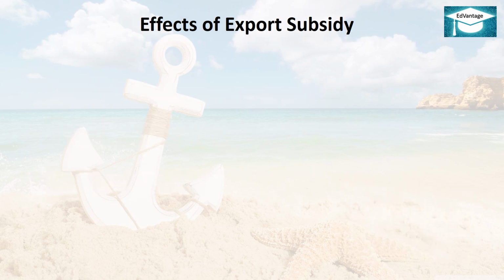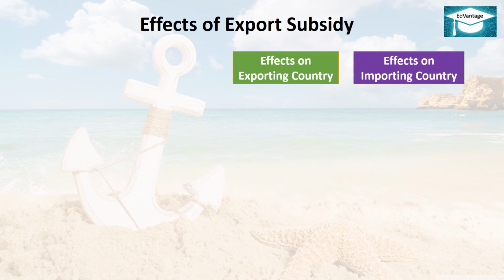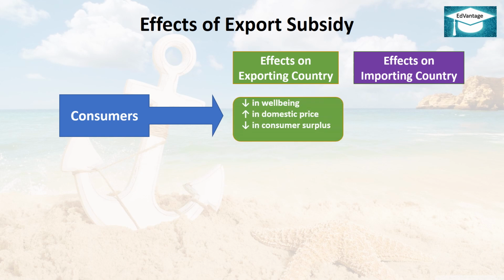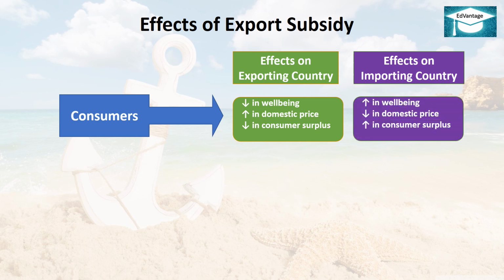Effects of export subsidy. There are effects of export subsidy on the basis of country, which can be either exporting or importing country. 1. Effects on exporting country consumers. Due to increase in the exports because of export subsidy provided by the government, there are fewer goods available in the domestic market, which leads to increase in domestic price and consequent reduction in consumer surplus. The reverse happens in case of importing country consumers. That is, increase in imports leads to reduction in their domestic price and consequent increase in consumer surplus and their well-being.